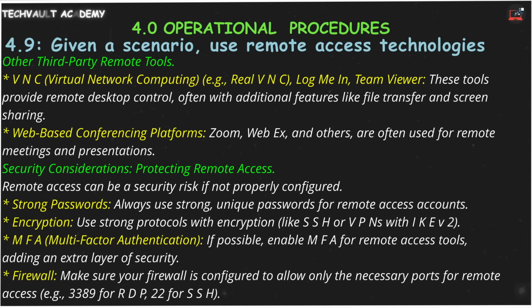Remote access technologies are powerful tools, but they must be used securely. Understand the differences between RDP, SSH, and VPNs, and know the key security considerations. Key reminders: understand the function of RDP, SSH, and VPNs. Know the security considerations for remote access: strong passwords, encryption, MFA, and firewall configuration. Master these concepts and you'll be able to connect to and manage remote systems safely and effectively.